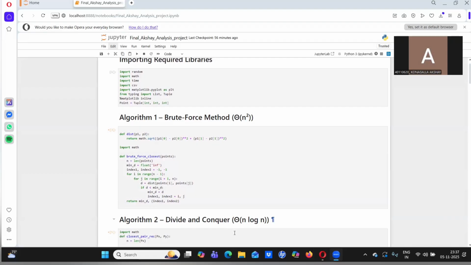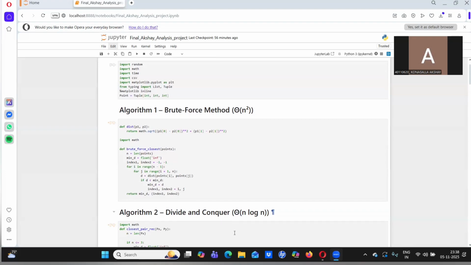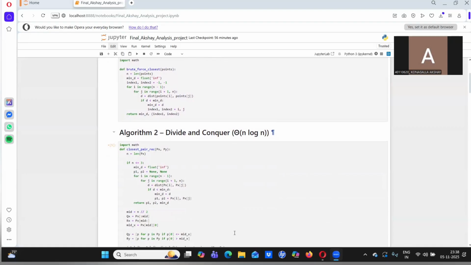Next, I implemented the brute force algorithm that calculates the distance between each pair of points and keeps track of the minimum distance found. Although it's simple and easy to understand, this method performs n square comparisons, which makes it insufficient for large input sizes. Next, I implemented the divide and conquer algorithm.